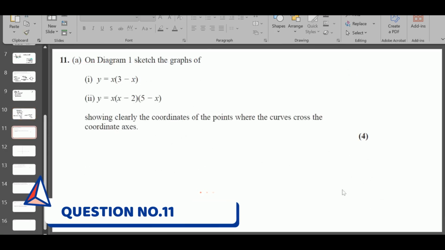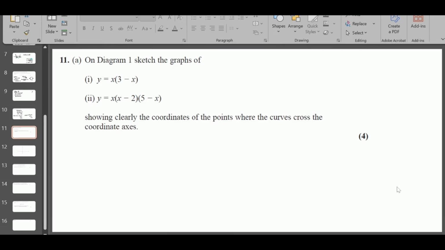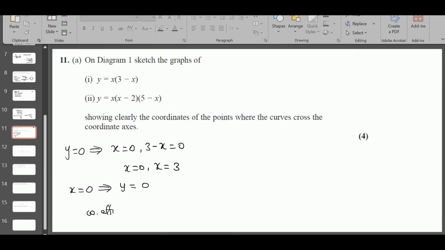Question number 11. On diagram 1, sketch these two graphs showing clearly the coordinates of the points where the curve crosses coordinate axis. This is diagram 1. Okay, first, take the quadratic, replace y by 0. So we'll get x is 0, 3 minus x is 0. So x is 0, x is equal to 3. And then to find the y-intercept, replace x by 0. So the whole thing is 0. And then the coefficient of x square is, when you open the bracket, it's negative. Why we need it? That will determine the shape. So we'll get this problem.